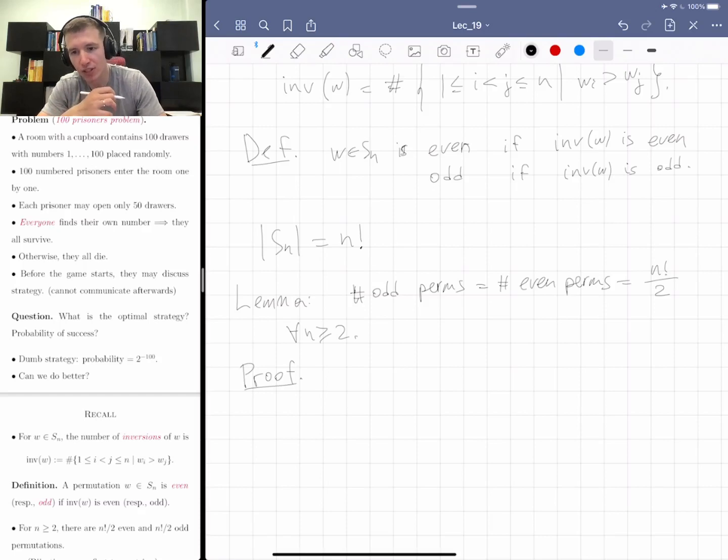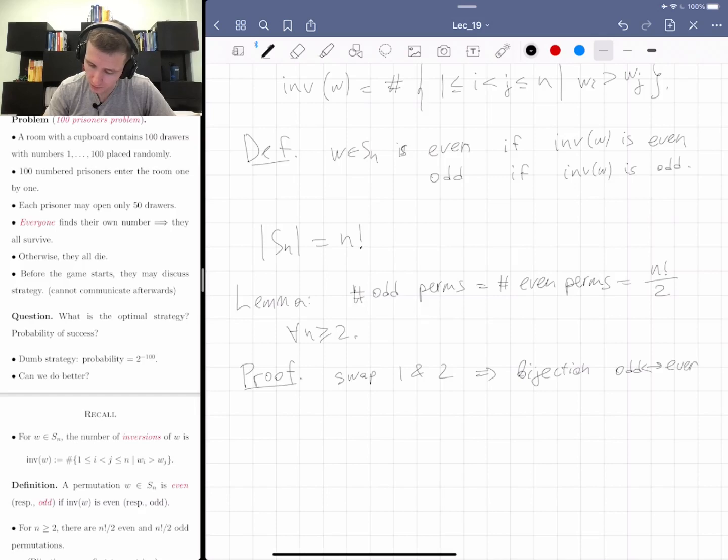Just switch 1 and 2 and get a bijection. Thank you. Yeah, that's correct. Swap 1 and 2. You get a bijection. Or you swap the first and the second entry. Either way, you change the number of inversions by exactly 1, switching between odd and even permutations.